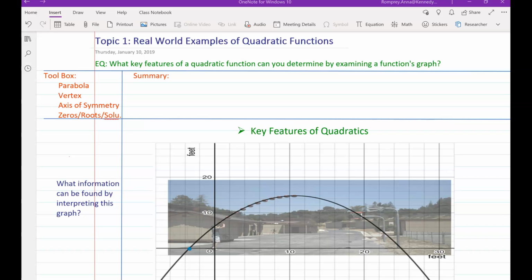So let's look at our toolbox. We've got a few new words. So parabola, vertex, axis of symmetry, and zeros, roots, solutions, which we have talked about just briefly, so we're going to dive a little deeper into those. So let's go ahead and just start off with parabola.